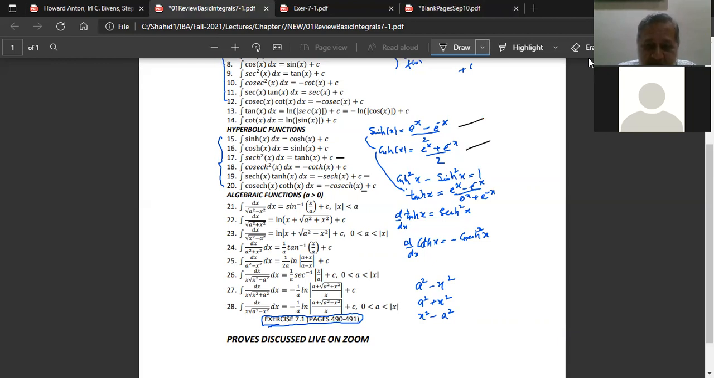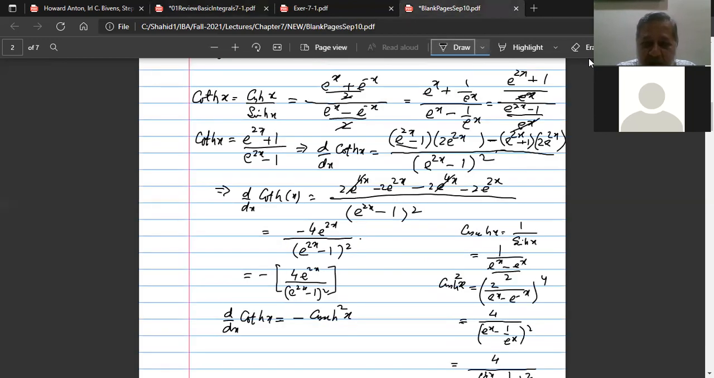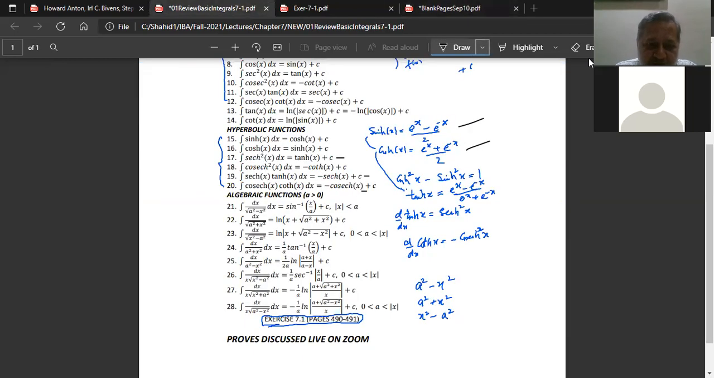Tangent क्या बनेगा? This upon this. Cotangent क्या बनेगा? This upon this. Secant क्या बनेगा? 1 upon cos hyperbolic. Cosecant क्या बनेगा? 1 upon sine hyperbolic. Just as this, cos hyperbolic is 1 upon sine hyperbolic. So these formulas can be proved.